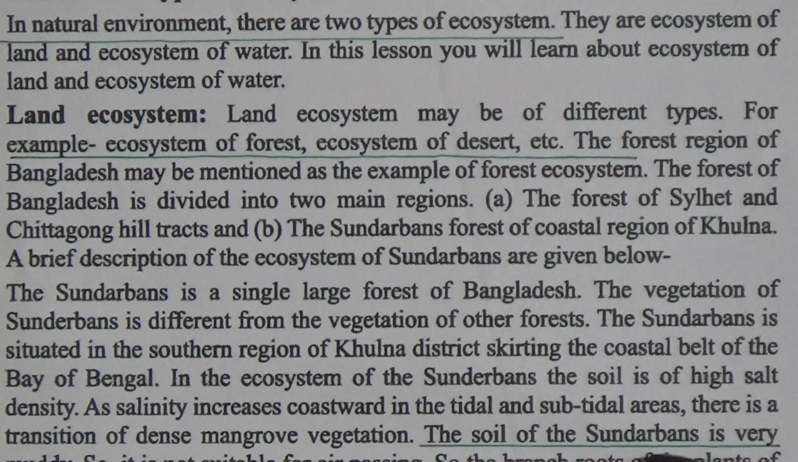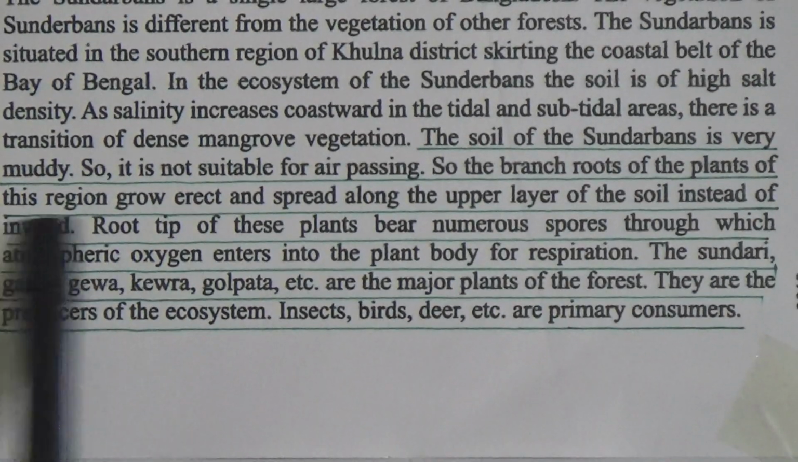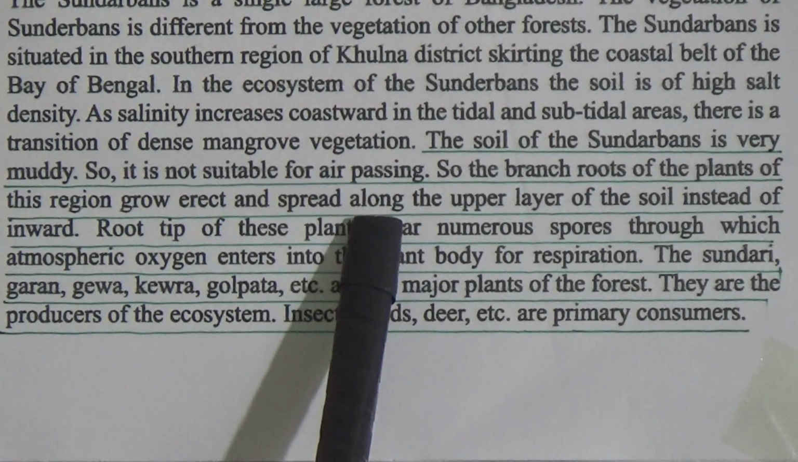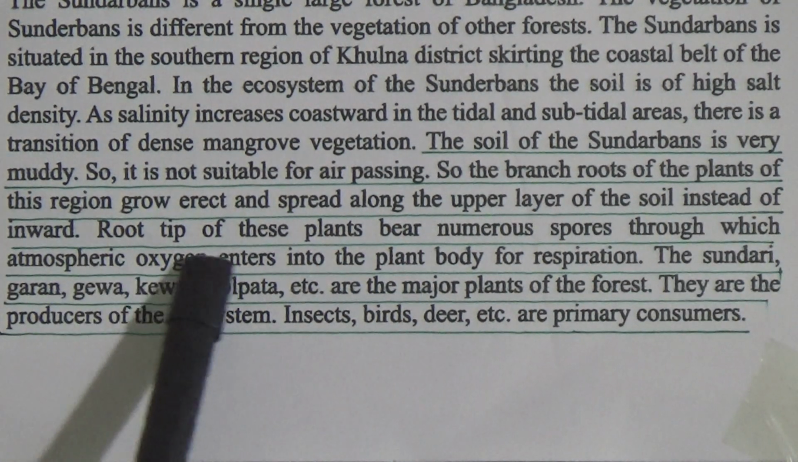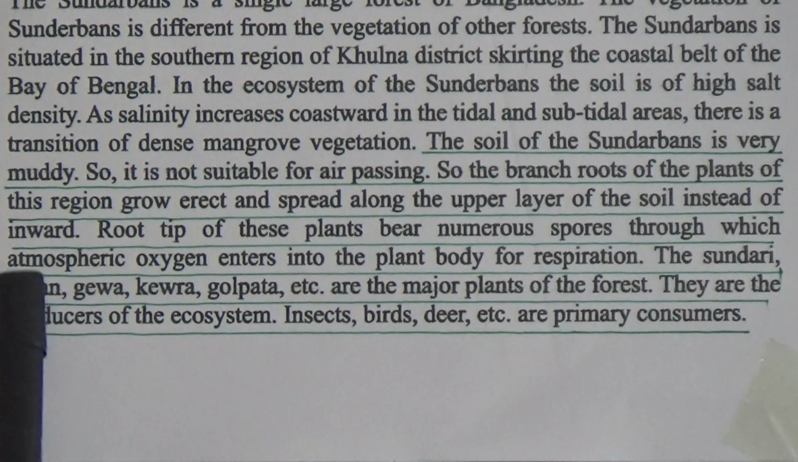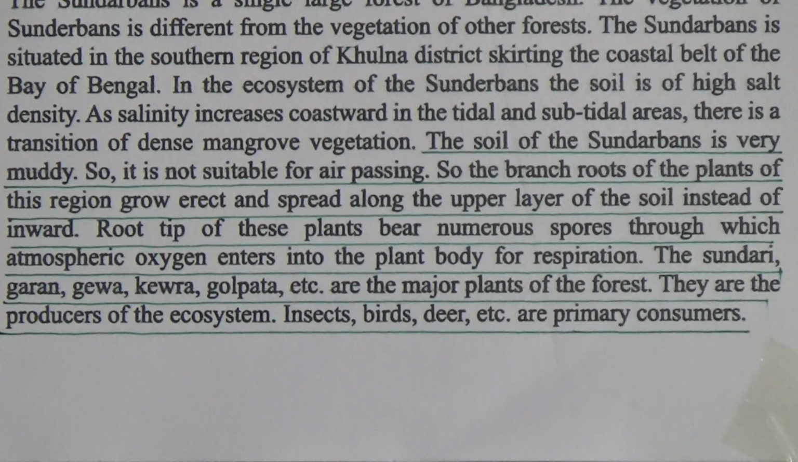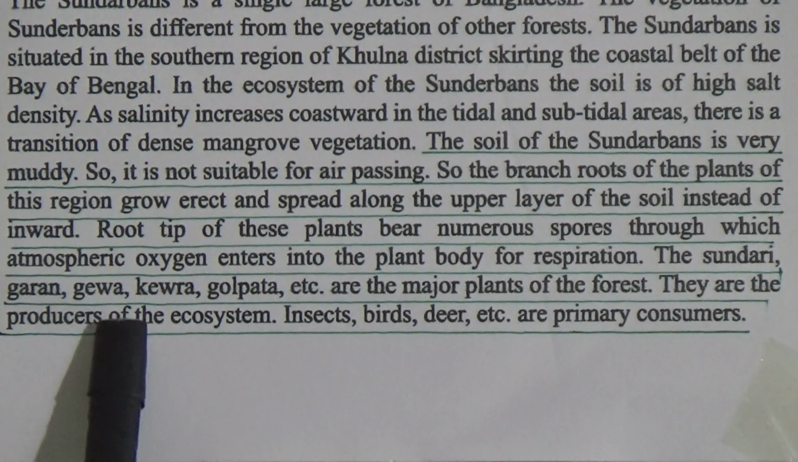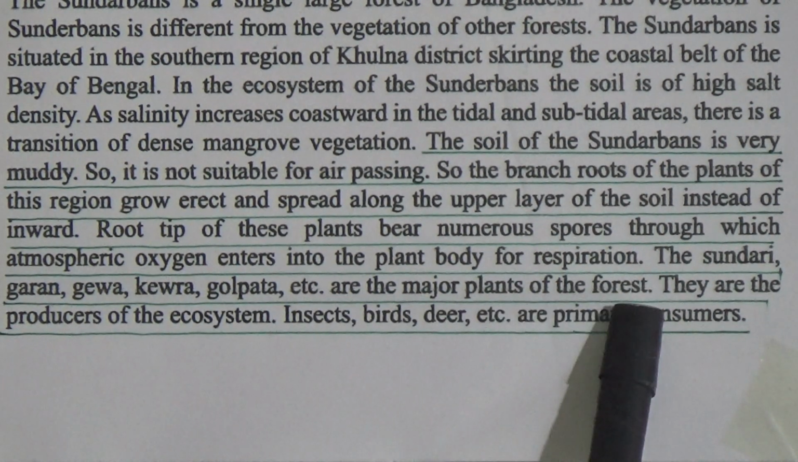The soil of the Sundarbans is very muddy, so it is not suitable for air passing. So the branch roots of the plants of this region grow erect and spread along the upper layer of the soil instead of inward. Root tips of these plants bear numerous spores through which atmospheric oxygen enters into the plant's body for respiration. The Sundari, Goran, Gewa, Keura, Golpata, etc. are the major plants of the forest.